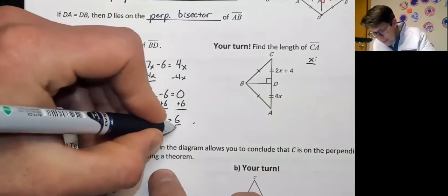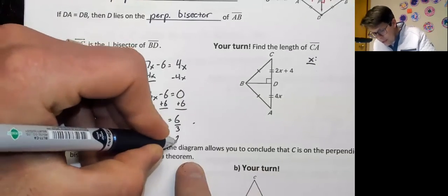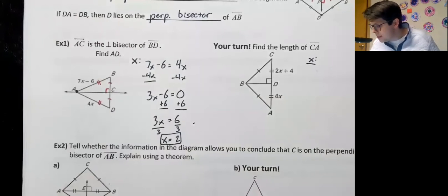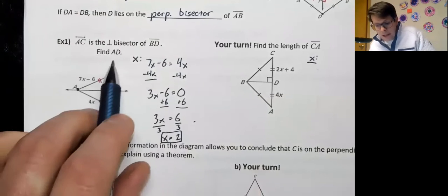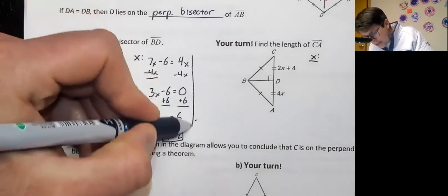You can do this work a bunch of different ways, so you can pick the way that makes you feel most comfortable. But this is the way that I like to do it right here. Okay, now that works out pretty nicely, but we're certainly not done. If you go back to the question, it doesn't say find x, it says find AD. So we need to take this another step further.